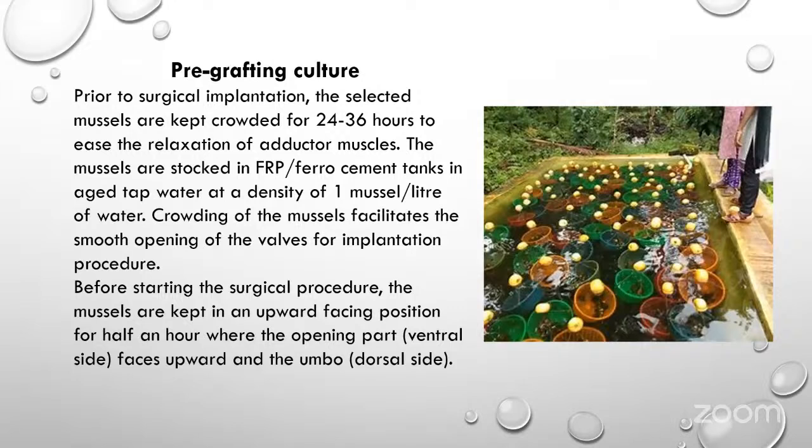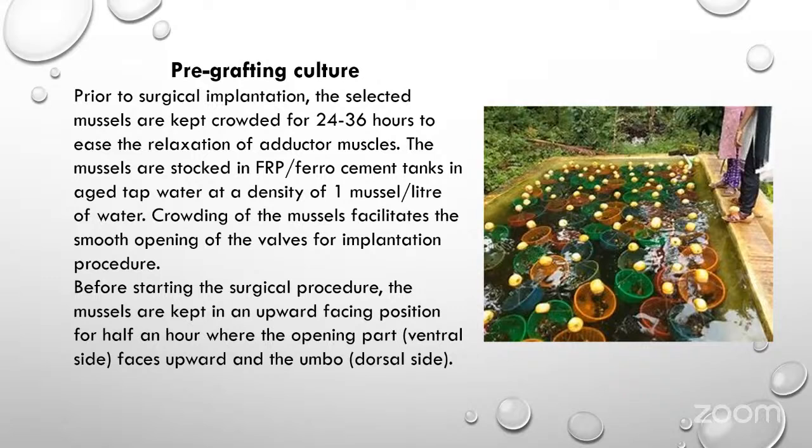Pre-grafting culture. Prior to surgical implantation, the selected mussels are kept crowded for 24 to 36 hours to ease the relaxation of abductor muscles. The mussels are stocked in FRP or ferrocement tanks in aged tap water at a density of 1 mussel per liter of water. Crowding of the mussels facilitates the smooth opening of the valves for the implantation procedure.